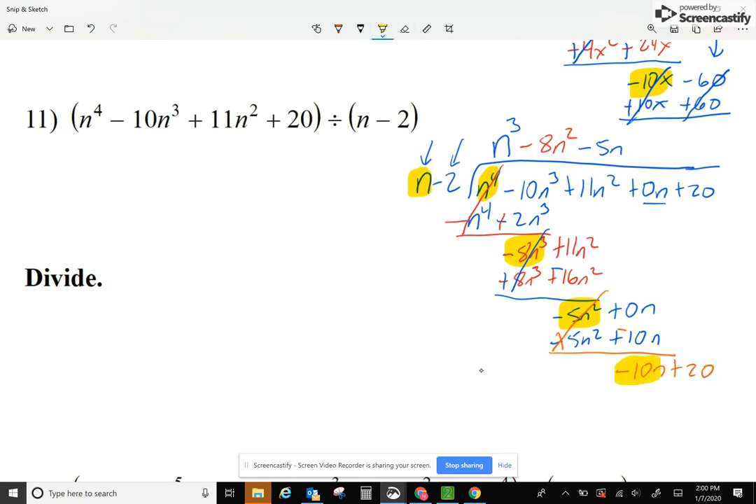Divide the first term on the inside by the first term on the outside. Negative 10n divided by n, that is negative 10. Multiply the negative 10 to the two terms on the outside. Negative 10n plus 20. I'm going to draw the line and change the signs. Everything cancels out. I have no remainder. My answer is there.